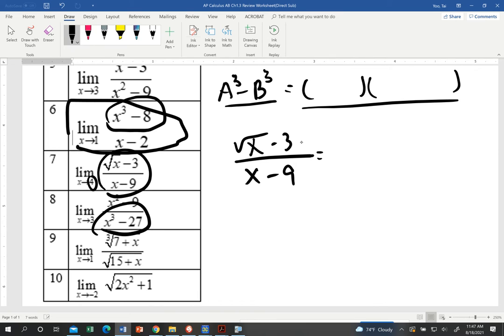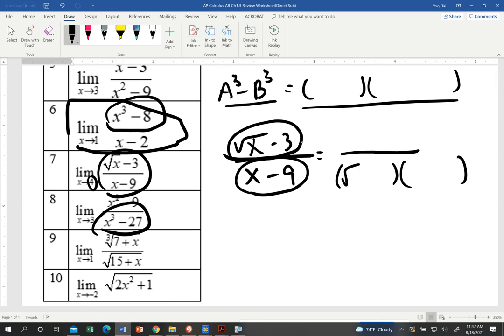It is factorable. Anybody know how to factor this? Even though it's x minus 9, it is factorable. You need to look at this as your guide. It would be square root of x minus 3 and square root of x plus 3. How many of you guys see that? Things like that, okay?